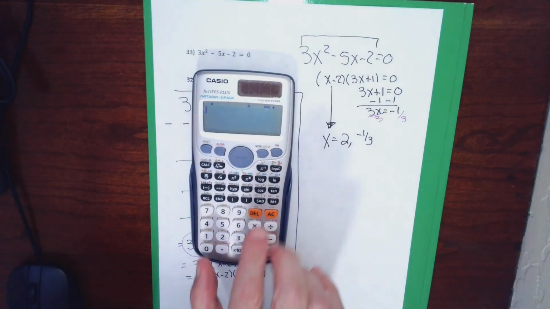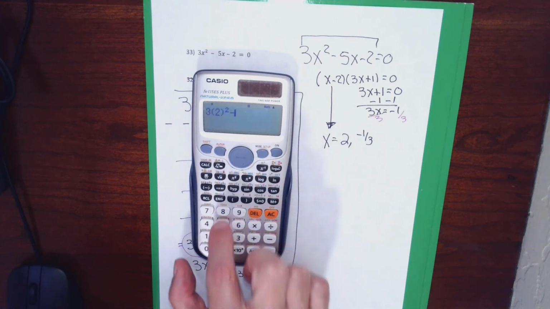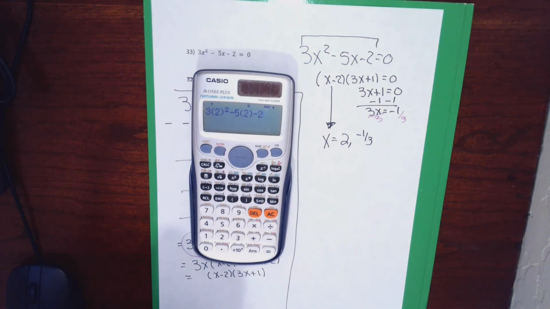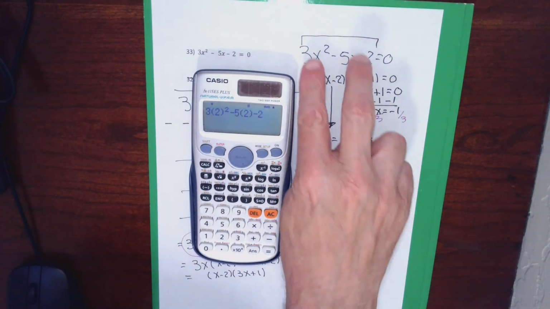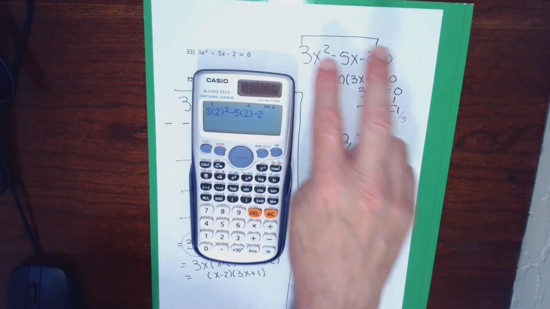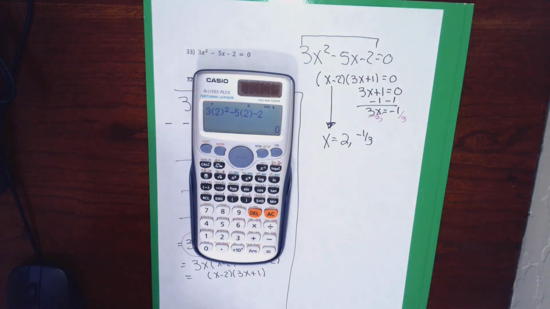Check the 2 first. Go 3 times the quantity 2 squared minus 5 times 2 minus 2, and when I hit equals I better get 0, because I'm plugging the number into the left hand side, and in order for an answer to be correct, the left and the right side need to match, and the right side's already 0. So it works perfectly there.